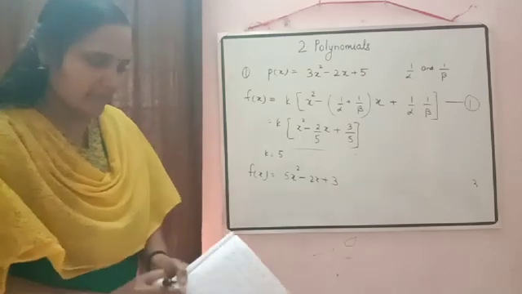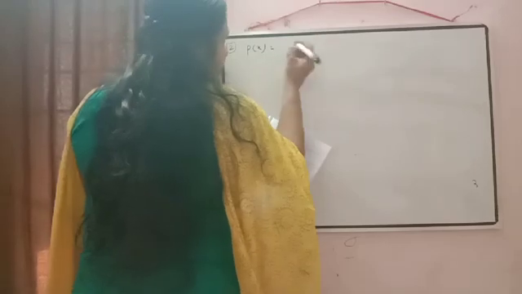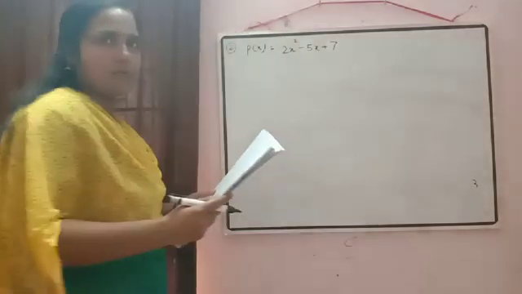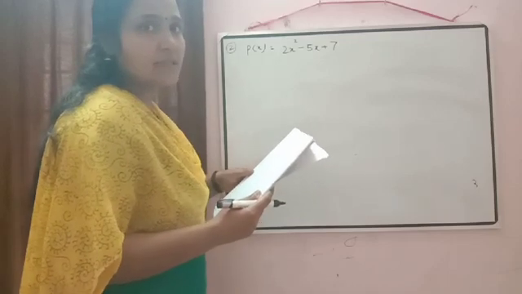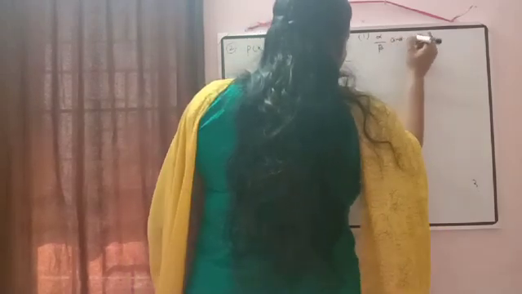Okay, write down the next question. Second question is, if alpha and beta are the zeros of p of x is equal to 2x square minus 5x plus 7, frame a polynomial whose zeros are alpha by beta and beta by alpha.